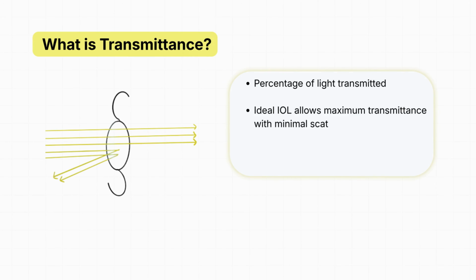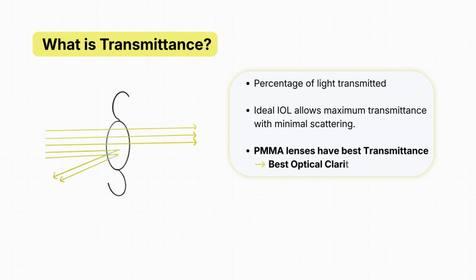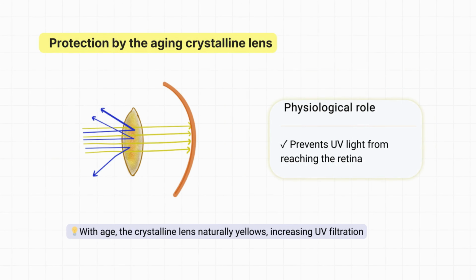The PMMA lenses naturally have a very high transmittance, which means they allow almost all the visible light to pass through them, which is why their optical clarity is still considered excellent. However, the natural aging crystalline lens tends to absorb the ultraviolet and short blue wavelengths, often offering the retinal protection from the UV light. When we remove the natural lens, we lose this protective filter as well.